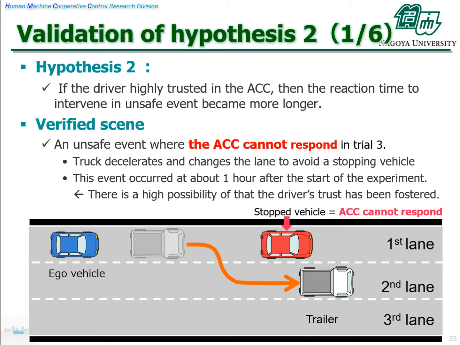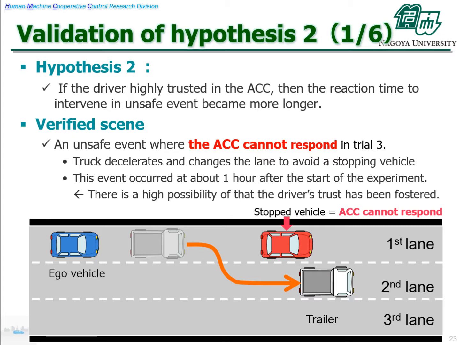Next, we want to validate hypothesis 2. That is, if the driver highly trusts in the ACC, then the reaction time for an unsafety event becomes longer. So, an unsafety event is at the end of trial 3, which cannot be responded to by the ACC. In this unsafety event, there is a big trailer in front of the eagle car. The start point of this event is when the trailer slows down.